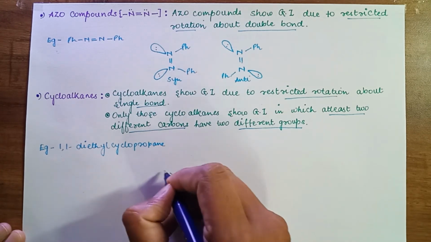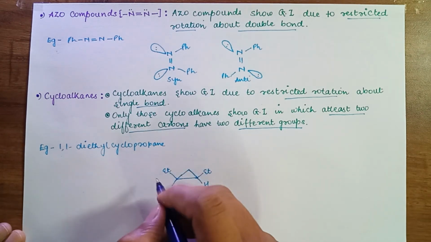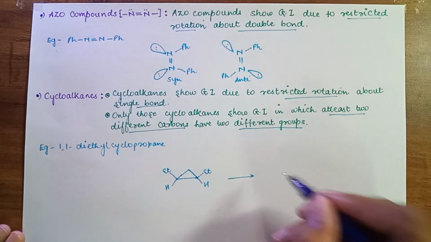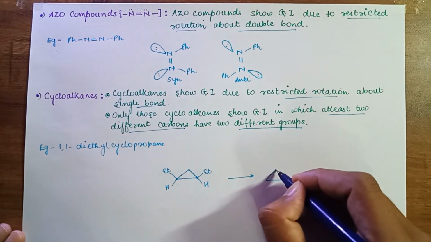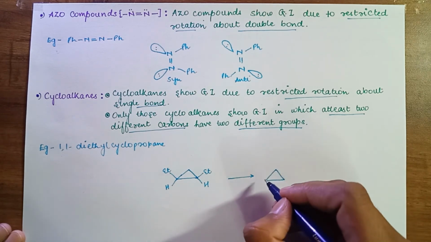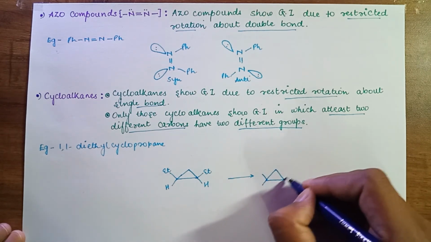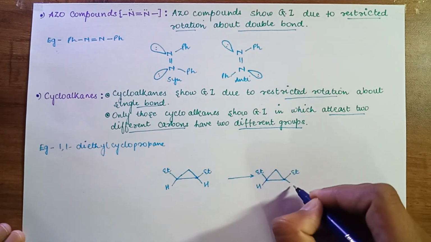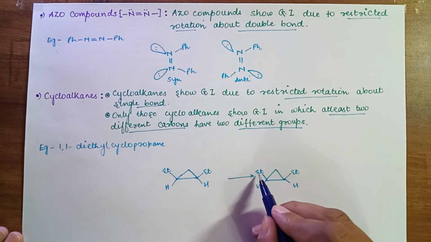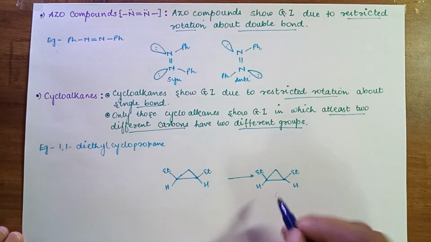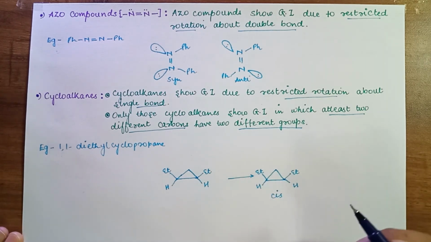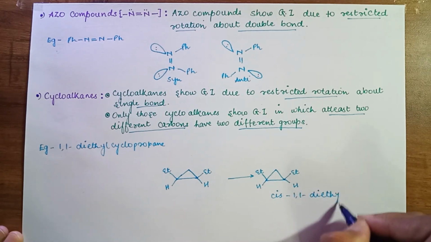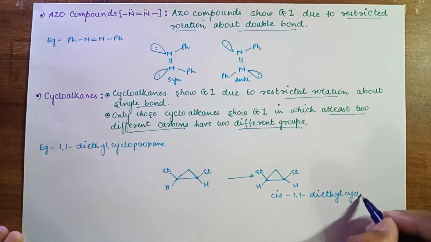Ethyl, ethyl. So two geometrical isomers possible for this compound are: first, Et, H. Here you can see that the two same groups are on the same side, so it will be my cis 1,2-diethyl cyclopropane.